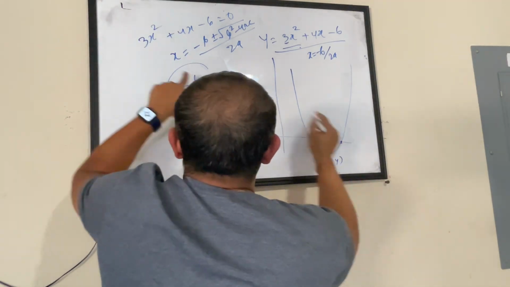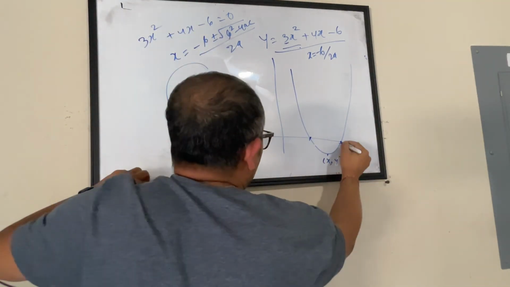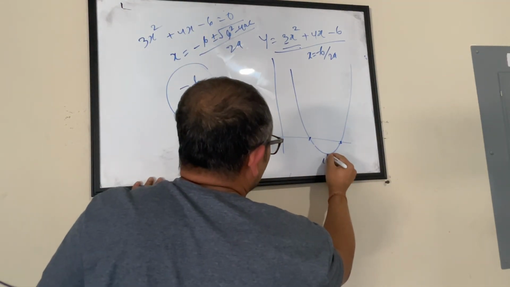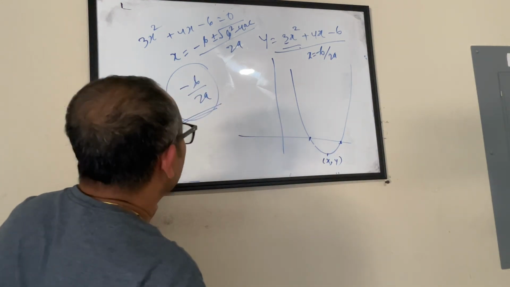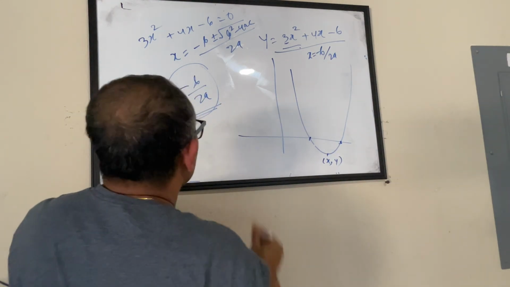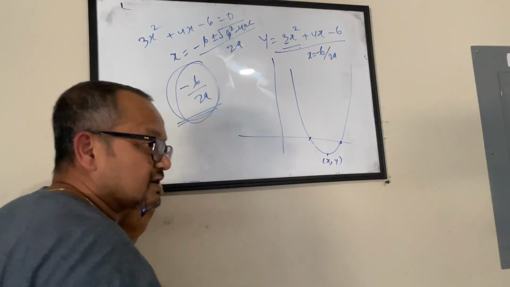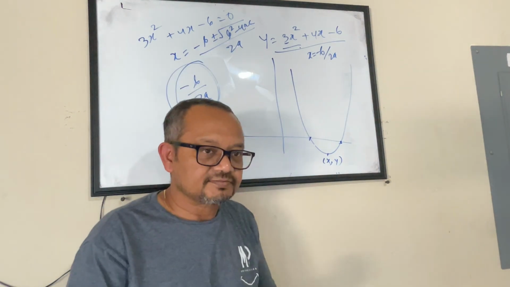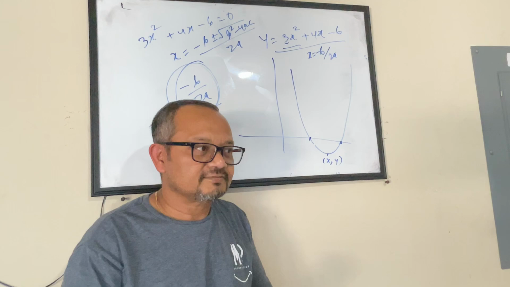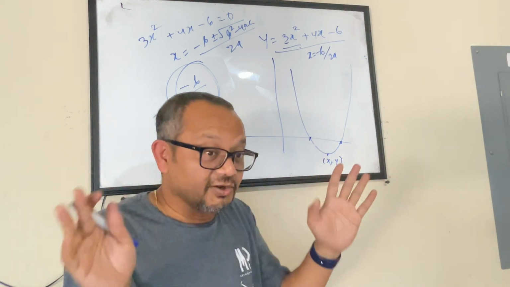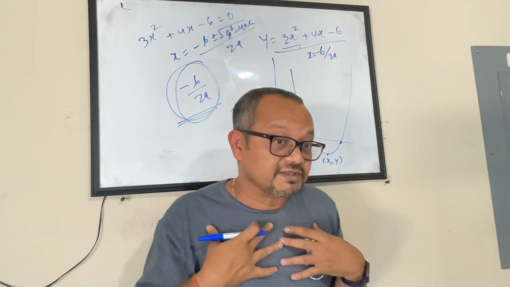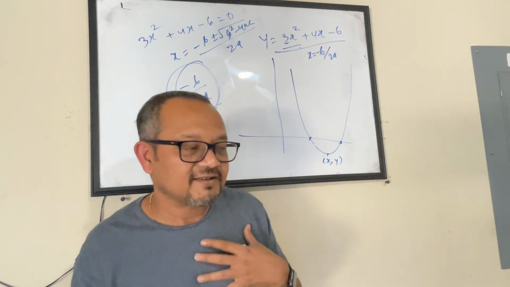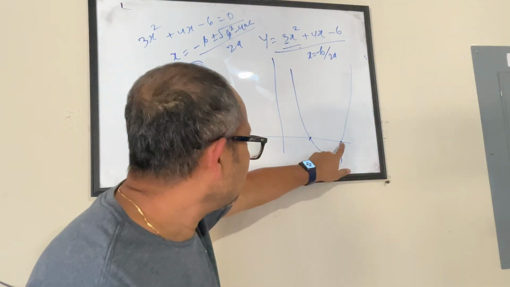Now you're saying that this point's x value is only this part. Any reason why? Tell me conceptually. Again, I'm trying to learn from you right now. Because the vertex would be equidistant from both the solutions.